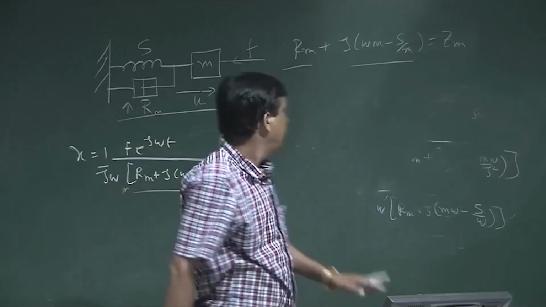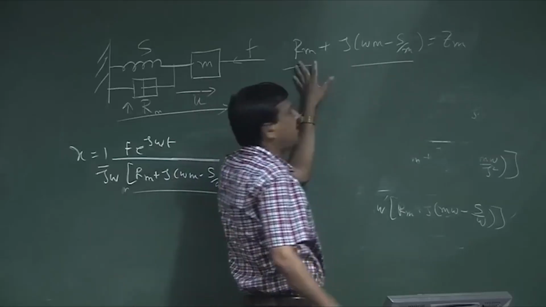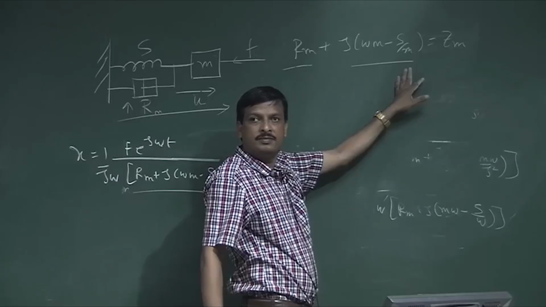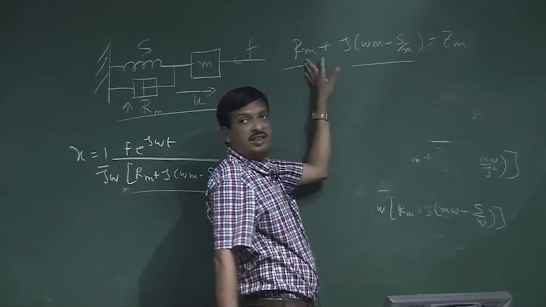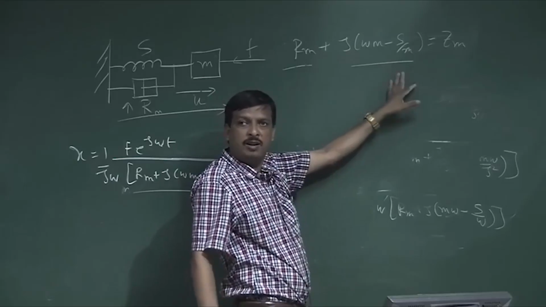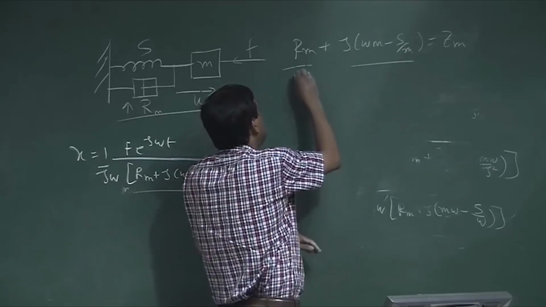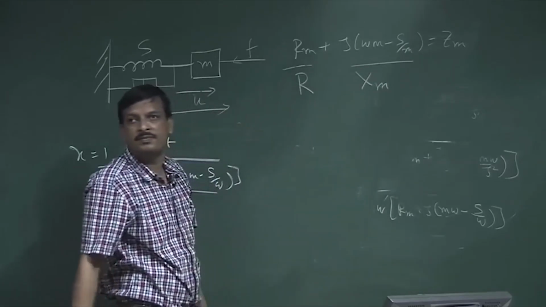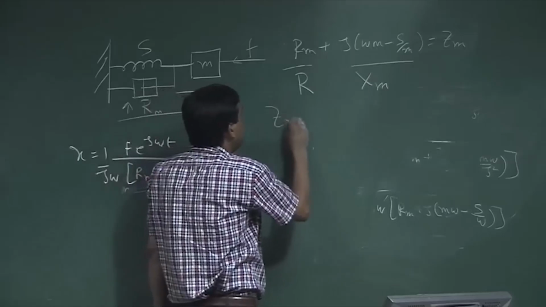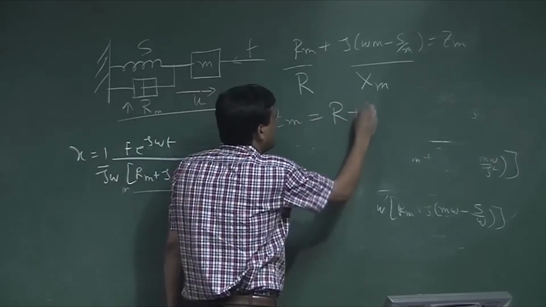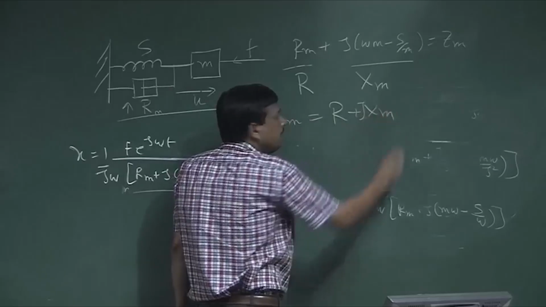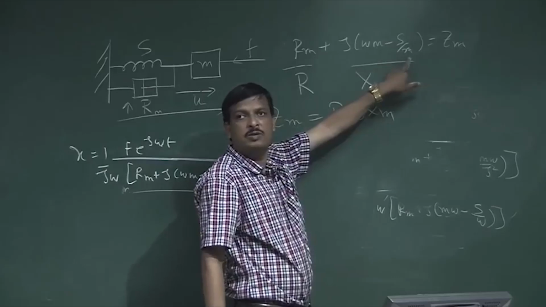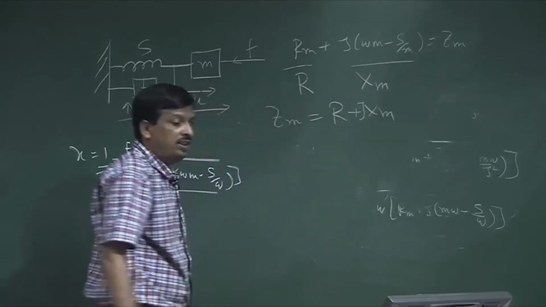So total impedance is resistance plus reactance. Resistance is the real part, and reactance is the imaginary part. So I can say this is R and this is Xm. I can write Zm is nothing but R plus j Xm, where Xm is m omega minus s by omega. Okay, now this is the Zm.